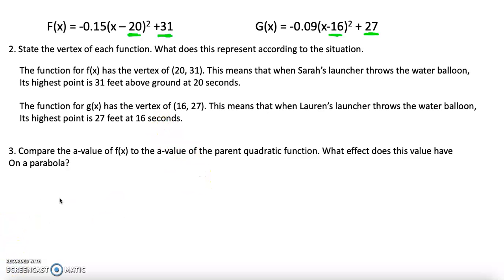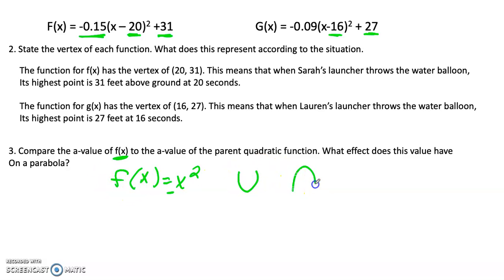Number 3, compare the a value of f of x to the a value of the parent quadratic function. What effect does this value have on the parabola? So our parent quadratic function is f of x equals x squared. Well, my a value would be a positive 1 in the parent function. For the f of x in our situation here, all the way up here, my a value was the negative 0.15.